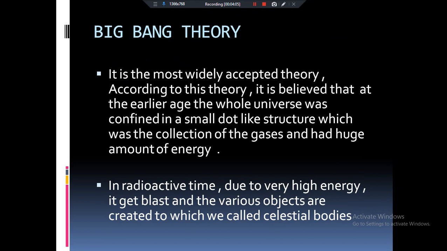And that sphere formed various components. Some big, some small. If the components were large enough to form planets, then they formed planets and are revolving around the sun.